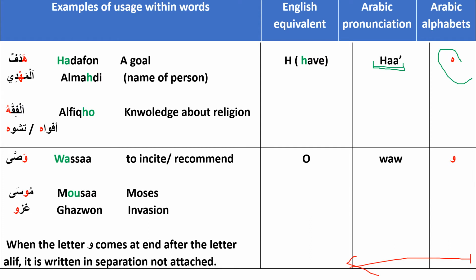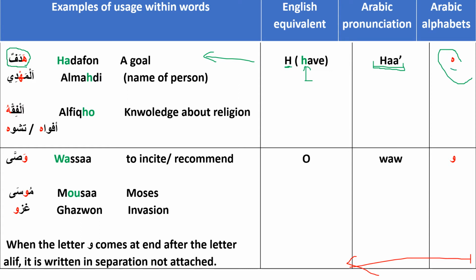The equivalent sound in English is H, like in the word have, or in the word hospital, etc. Now let's see how we write it within words. Take this example. This is how it must be written at the beginning of the word. Look how it changes its shape.